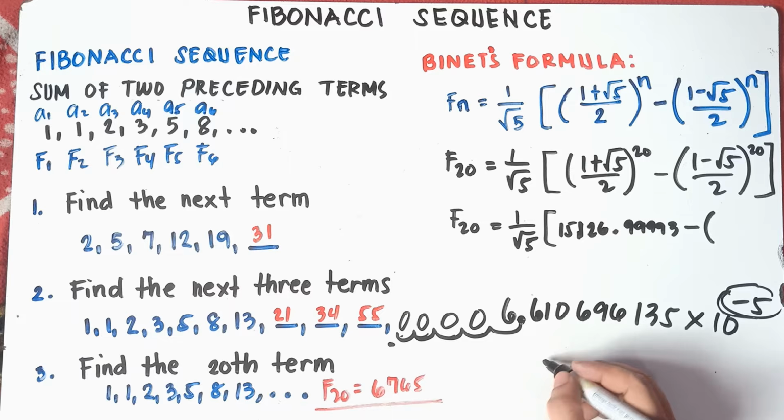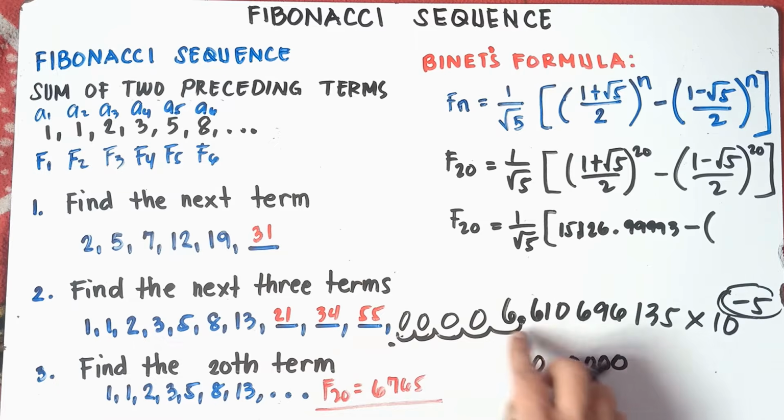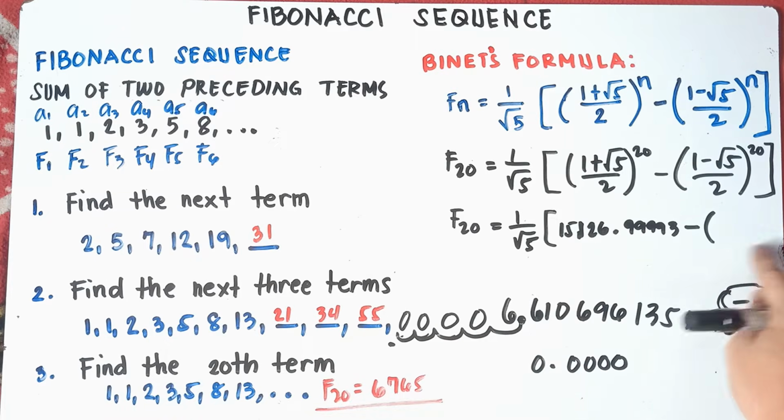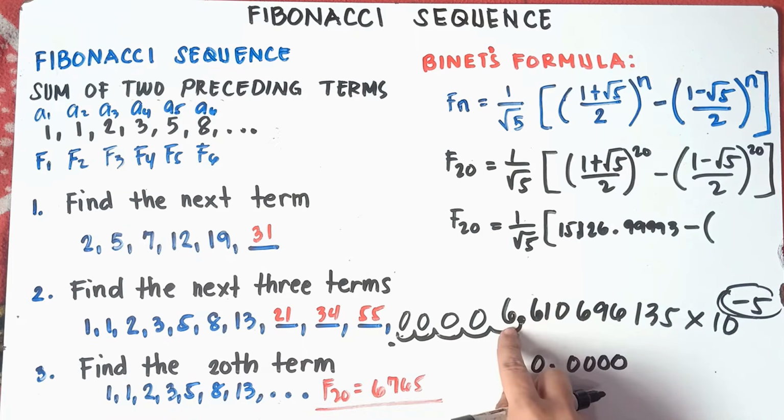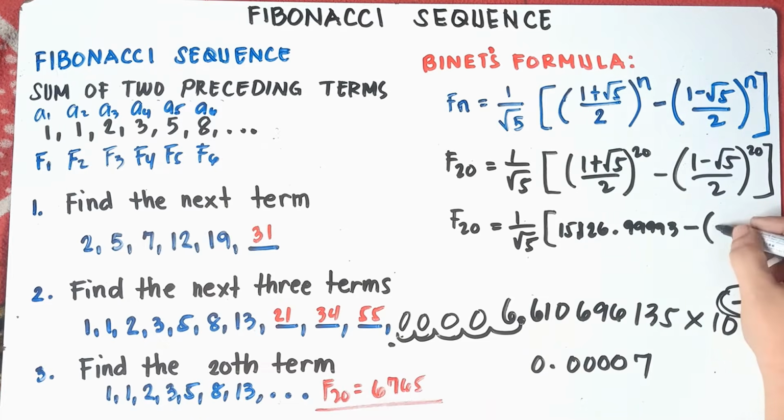So therefore, our answer will be 0.00006, we need to have 5 decimal places. Alright, so since after 6 is 6, we can round it up into 7. 0.00007. Then close parenthesis, then bracket.